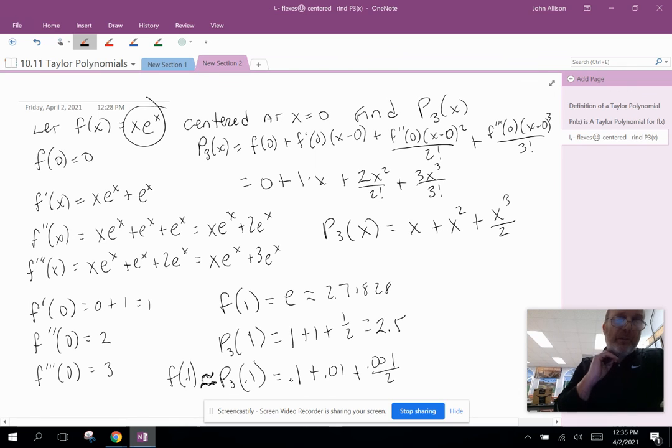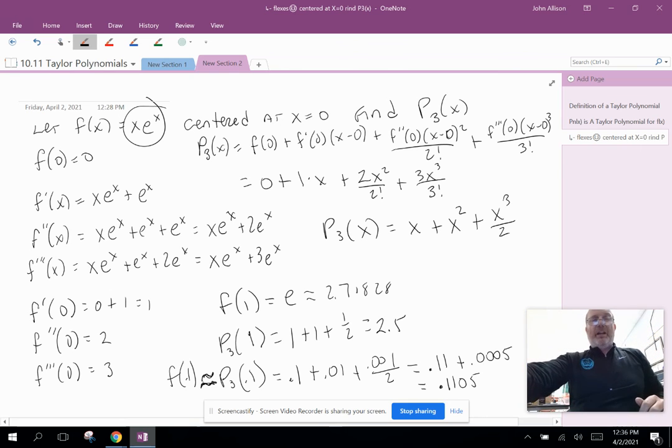over 2, which would be, these two together would make 0.11. And then this would be 0.0005. And so this would be equal to 0.1105. And we can take our calculator and evaluate that.